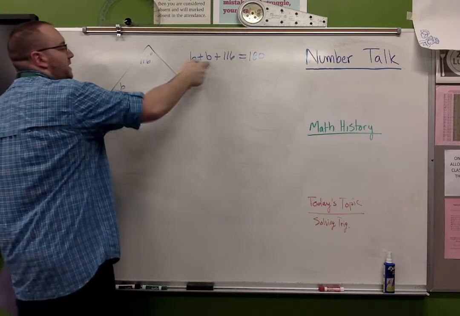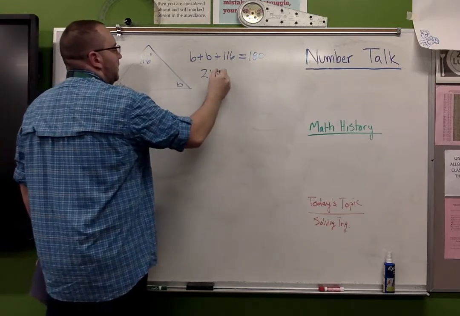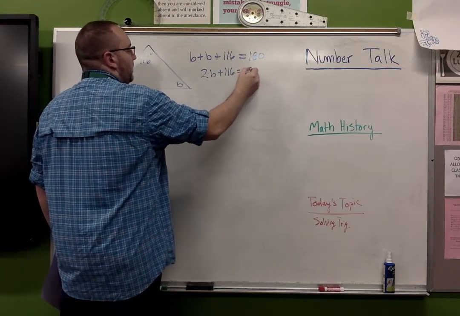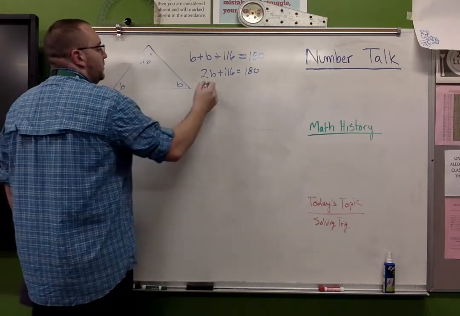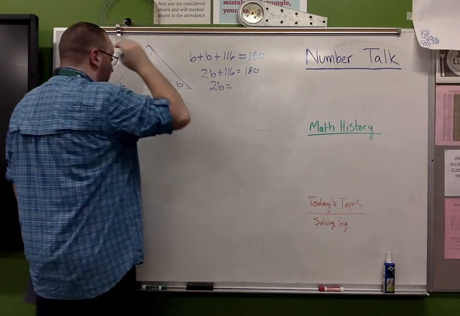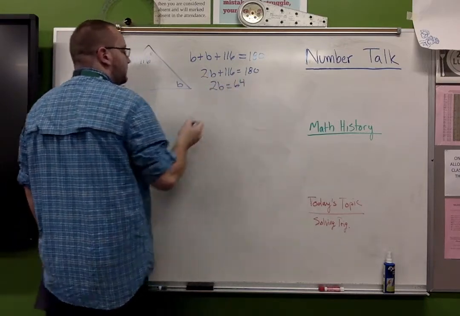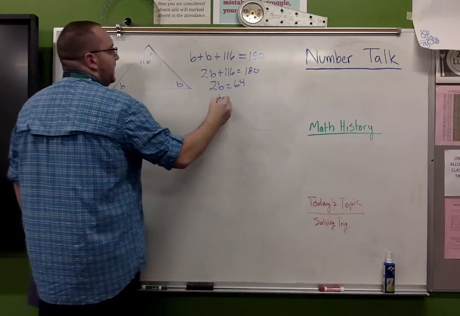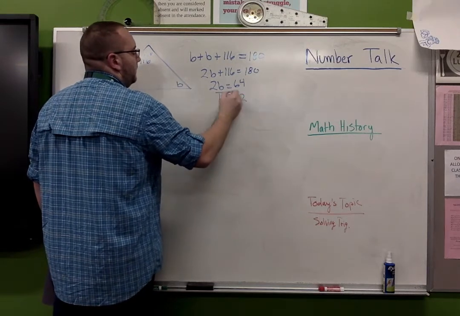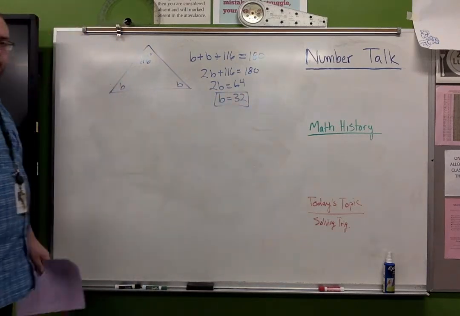Well, actually, let's just add these together. B plus B is 2B, plus 116 is equal to 180. Subtract 116 both sides. 2B is equal to, let's see, what is that, 64? Divide by 2 both sides. B is equal to 32. There's your answer.